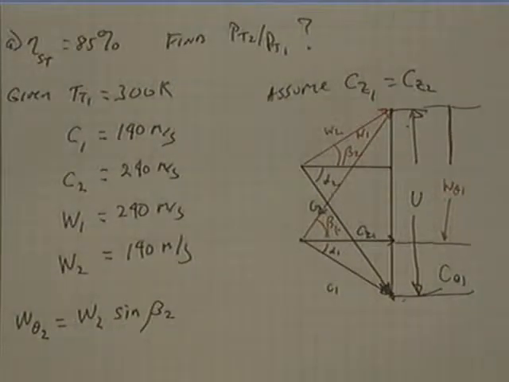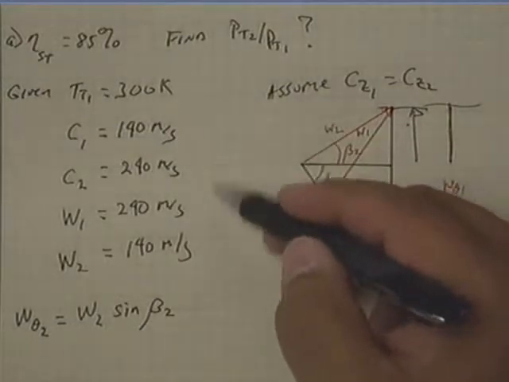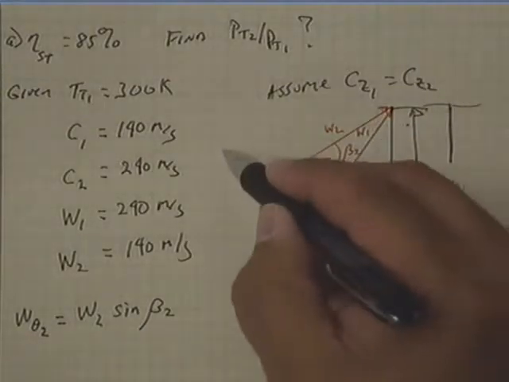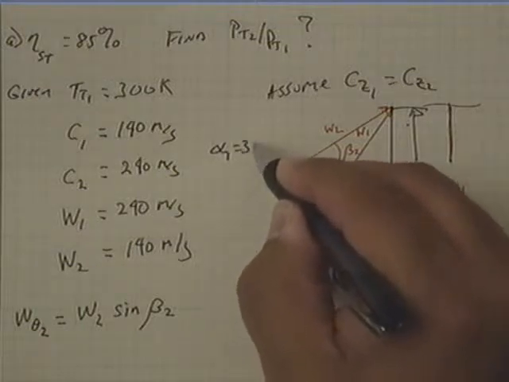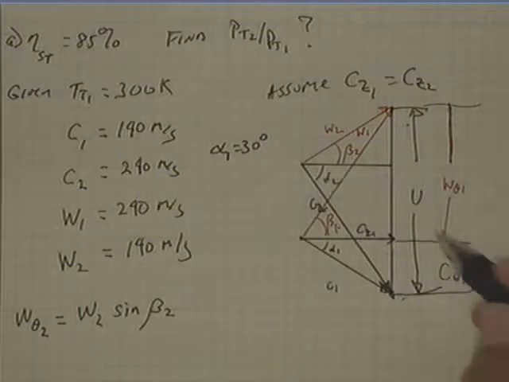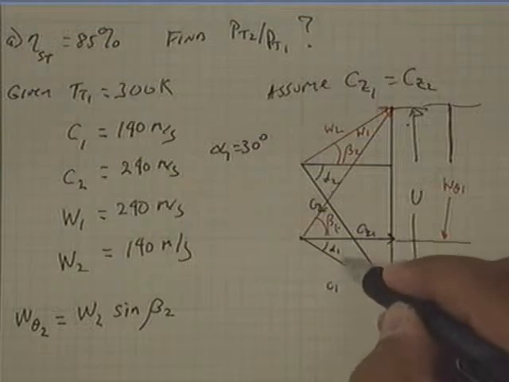Okay, let's begin. This is the fourth lecture in the turbomachinery series, and we're going to continue with the problem we were working on in the last lecture. Going back to the document cam, there's one thing that I neglected to mention as one of the givens here, and that is you're given that alpha 1 is 30 degrees. So that means this angle is 30 degrees.